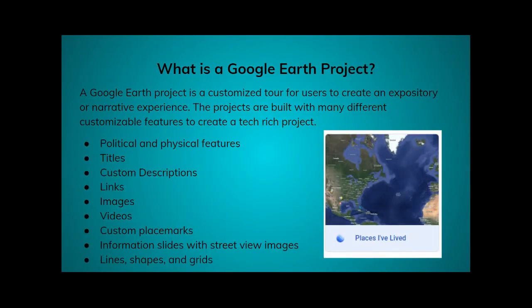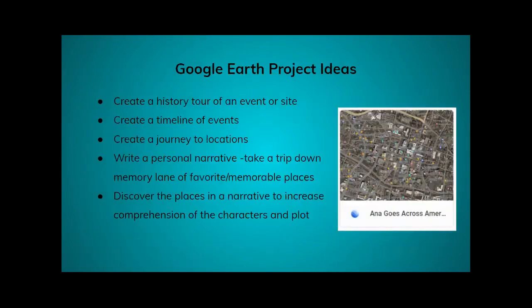So, what is a Google Earth project? Well, it's a customized expository or narrative experience users create. The projects are built with various features to create a tech rich experience. Some of these features include political and physical features, titles and overlays, custom descriptions, links, images, videos, custom place marks, information slides with street view images, lines, shapes, and grids, and a few more cool things.